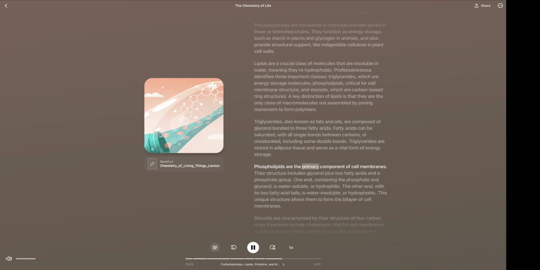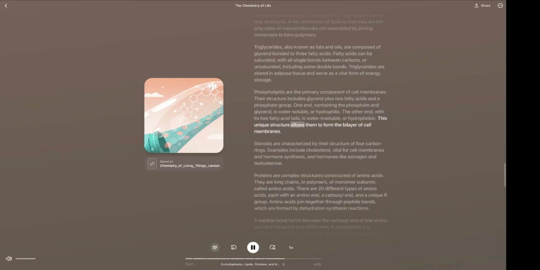Phospholipids are the primary component of cell membranes. Their structure includes glycerol plus two fatty acids and a phosphate group. One end, containing the phosphate and glycerol, is water-soluble or hydrophilic. The other end, with its two fatty acid tails, is water-insoluble or hydrophobic. This unique structure allows them to form the bilayer of cell membranes.